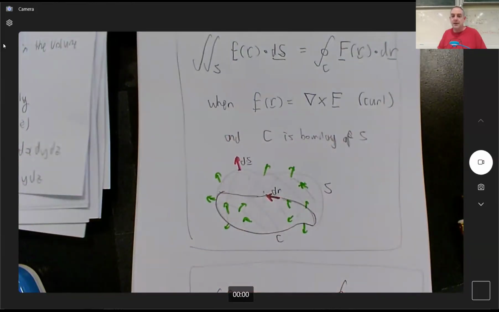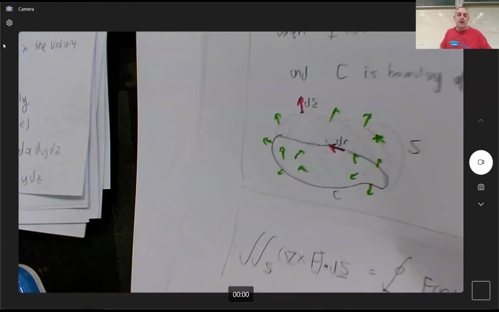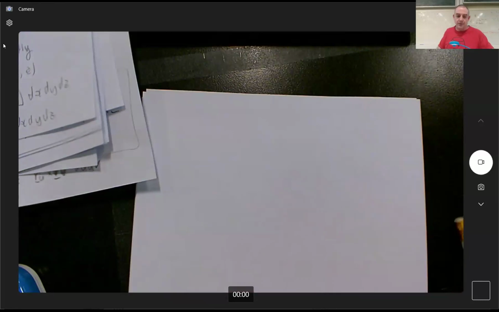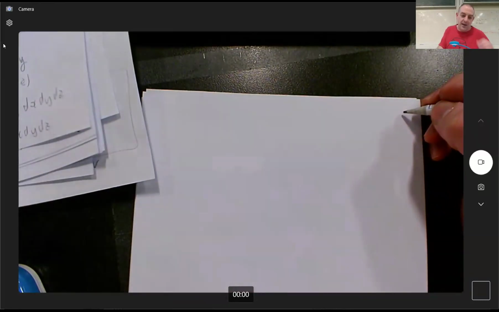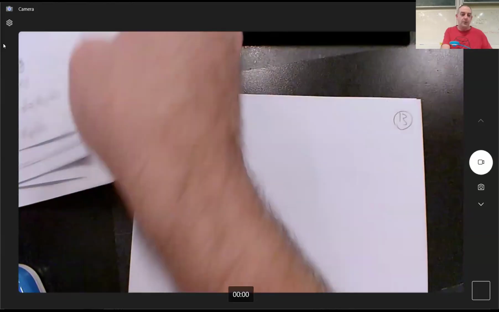Okay, that's Stokes' theorem. And the last one is Gauss's divergence theorem, sometimes just called the divergence theorem. But, you know, if we're going to give the other ones names, we should give this one a name too.